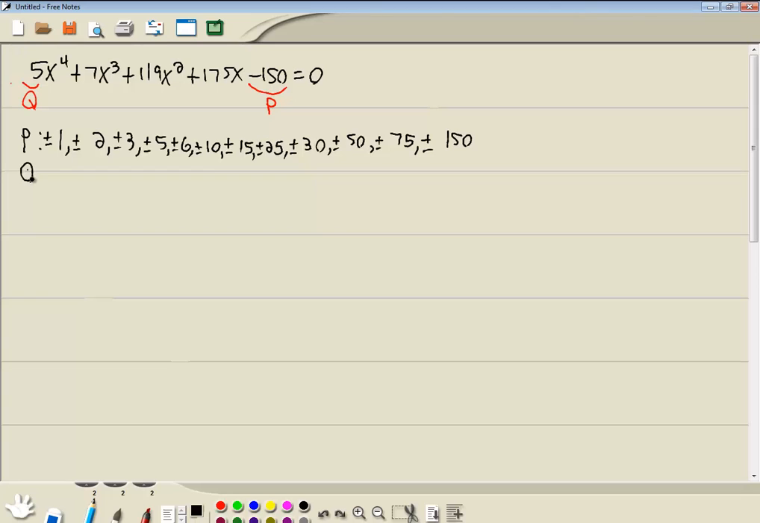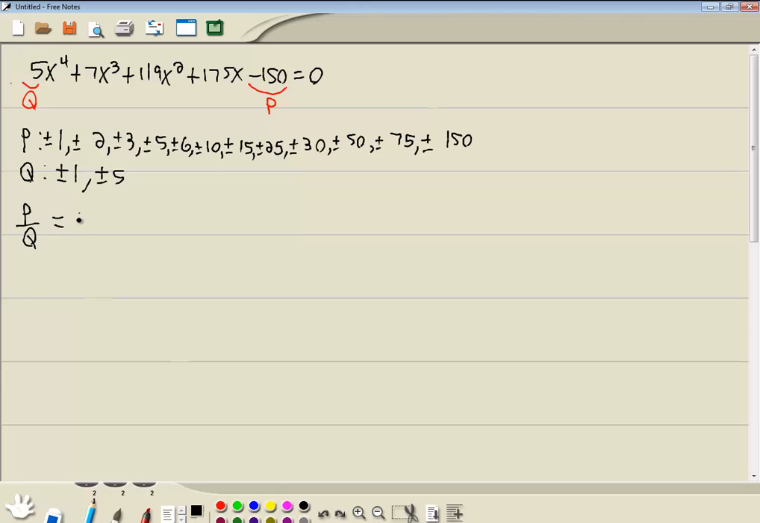Now we'll do the same thing for the Q. We write down all the products that give us 5. Well, that one's easy. 1 times 5. Now all of our possible answers are P over Q. So we're going to take each value of P here and we're going to put it over each value of Q.